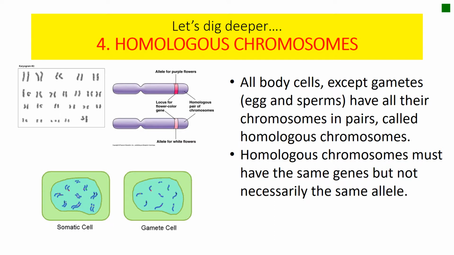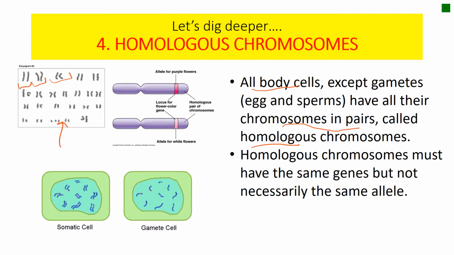Okay, the 4th terminology is homologous chromosome. You have seen in the previous slide that this is a karyogram of a human cell. You can see that all chromosomes are in pairs based on their shape and size. So all body cells except gametes, which are egg and sperm, including the skin cells, the liver cells, name it, all cells but egg and sperm, have all their chromosomes in pairs, and they are called homologous chromosomes.